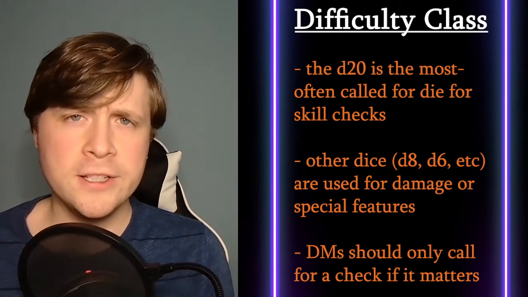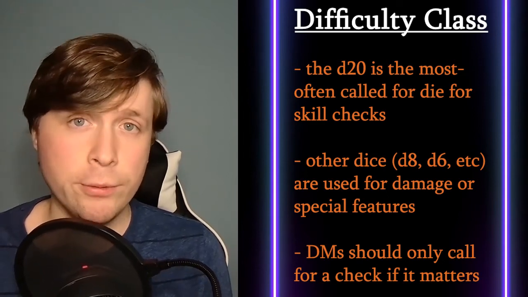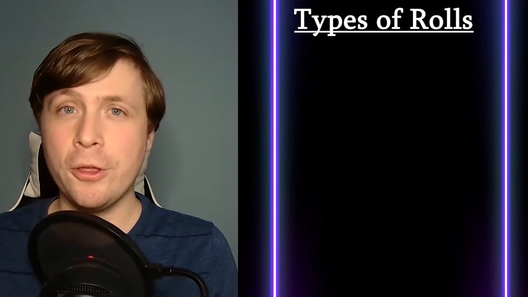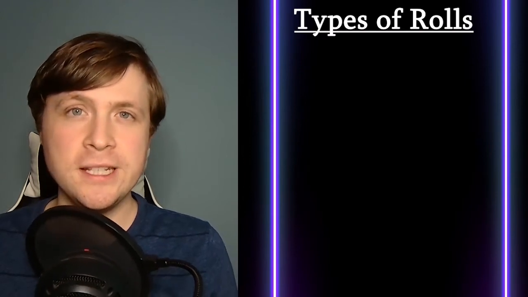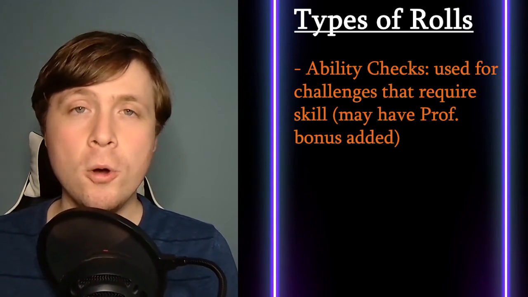But what are these terms that we're throwing around anyway? Like check, attack, saving throw? In 5th edition system, there are 3 categories for which you'll see the d20 rolls in the rules. The first is an ability check, which is used to overcome a challenge.